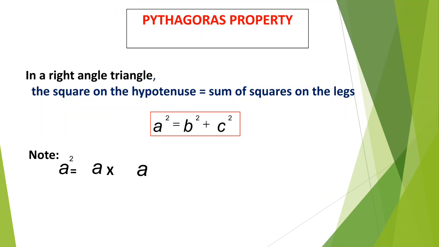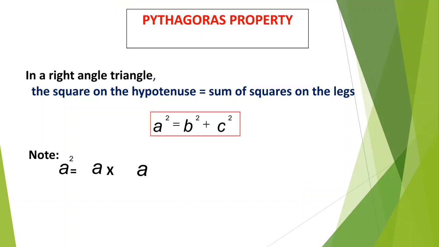In a right angle triangle, there will be a longest side named hypotenuse, and the remaining two sides are called legs. The property states that the square on the hypotenuse, if we take A, that is A square, is the sum of the squares on the legs. We have to square each leg, that is each side, B and C: B square, C square. Then we add B square plus C square.